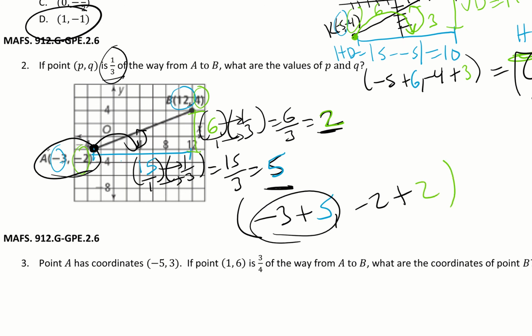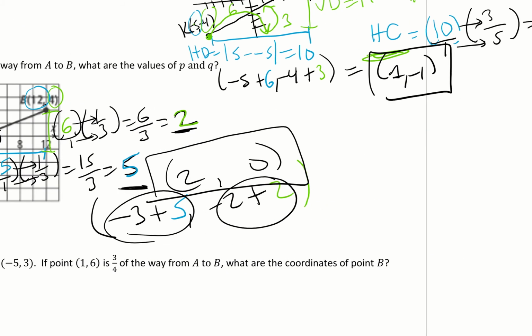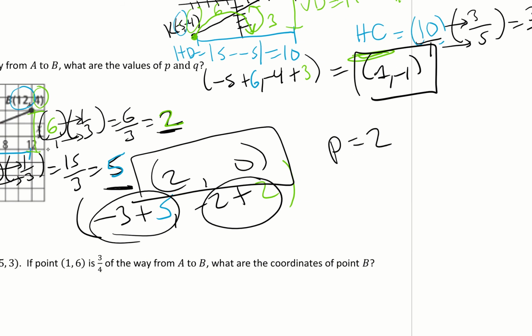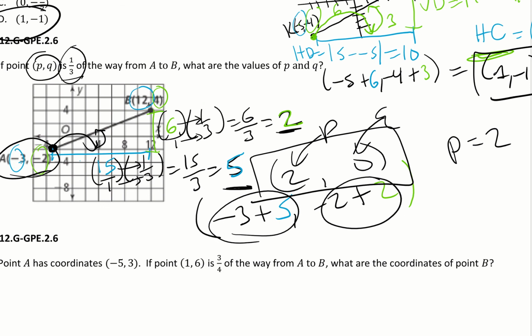And so you get, that's a +2, that's 0. So the coordinates are 2, 0. So that means P is 0, 2, because this is P, and this is Q in the problem, because it says PQ right there.